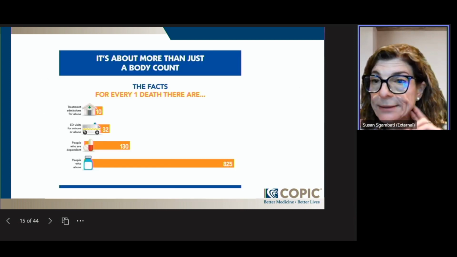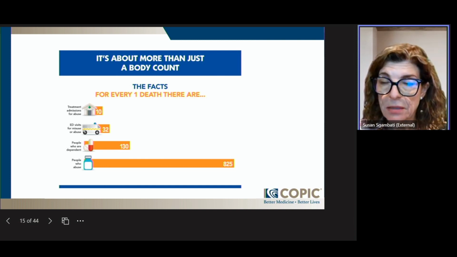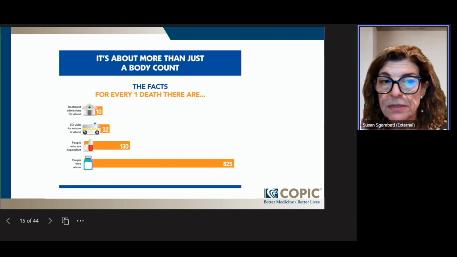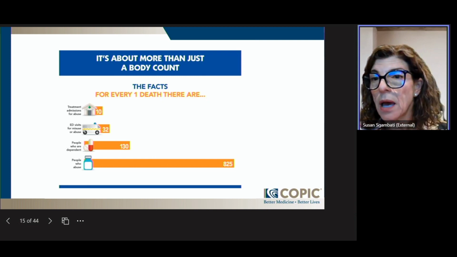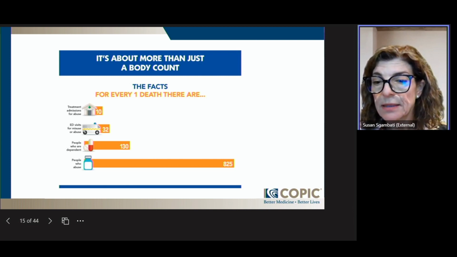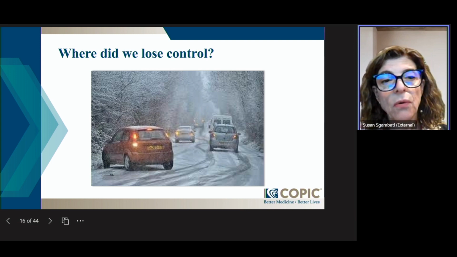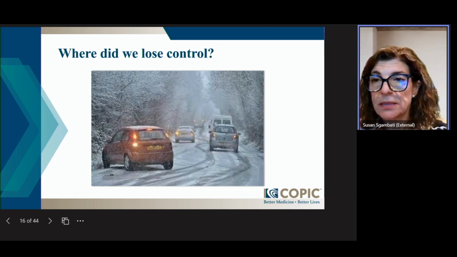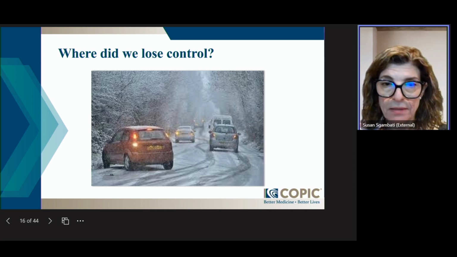But while death may be the ultimate equalizer, there is a huge downstream problem as well. For every death, there are about 10 treatments for abuse, and that goes on to ED visits for abuse, people who are dependent, and then people who simply abuse it. So there are lots and lots of downstream problems related to this. So where did we lose control? And when I say we, I don't really mean the government. It's kind of like we prescribe these things, and how did it get so out of hand?